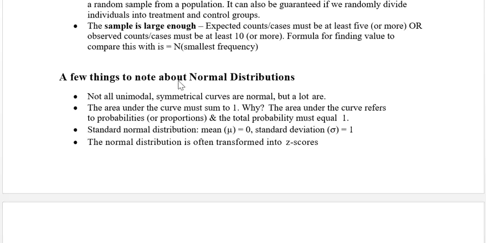A few other things to note about the normal distribution. Not all are unimodal, but most are. The area under the curve must equal 1. This will actually become more important next week, but just remember the area under the curve must equal 1. The standard normal distribution has a mean, your mu, of 0. Standard deviation is 1. And it's also normally transformed into z-scores.